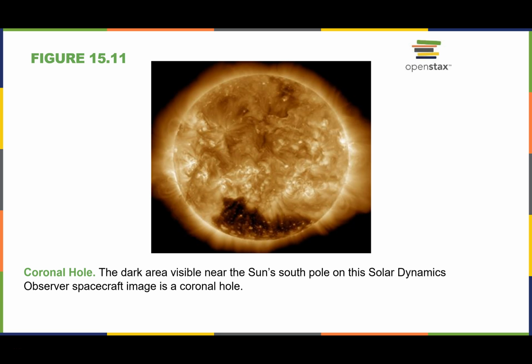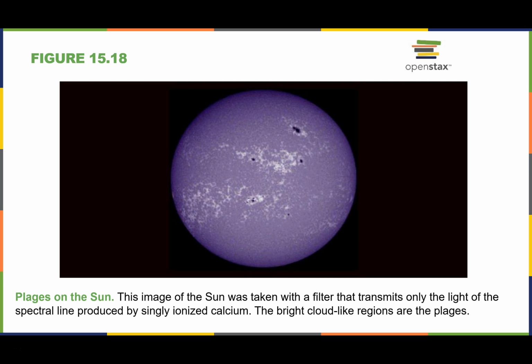Coronal, meaning corona, right? The outermost layer of the sun's atmosphere. I think of coronal holes as almost conduits that go through the star, that go through the sun a little bit. This is looking in a different sort of energy.